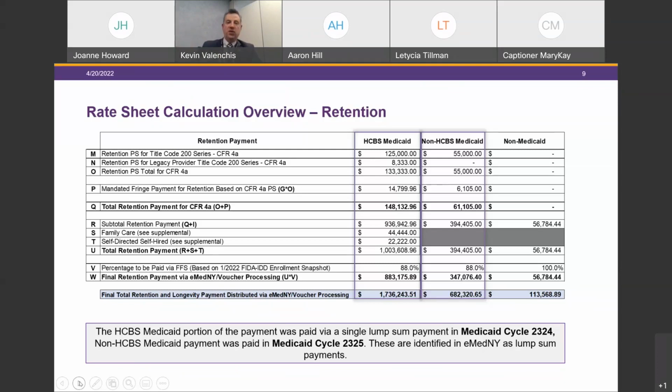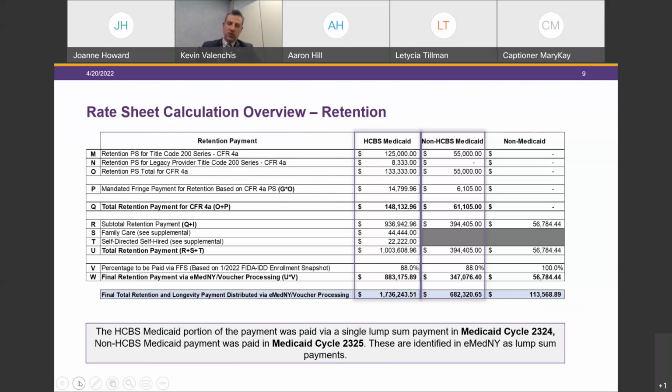They may have had more enrollments in the FIDA. It's just a point-in-time snapshot. At the end of the day, the provider will be made whole, in this case, by taking $1,003,608.96, multiplying it by 2, right? In this example, the provider will, however, get paid through 2 sources.